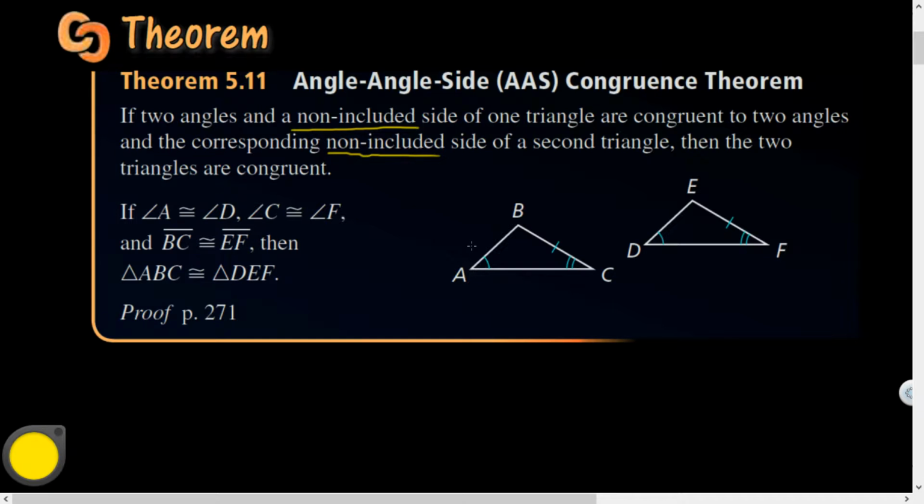So notice as I travel around my shape here, angle, angle, side. That's how I see it. You could also argue that side, angle, angle would work, but it's just a reflection of the same thing. Question, comment?